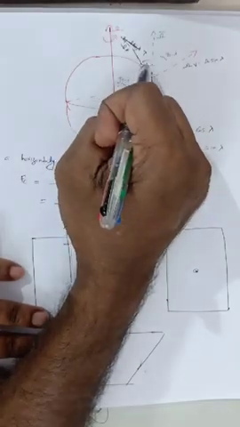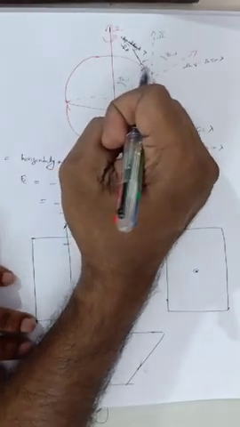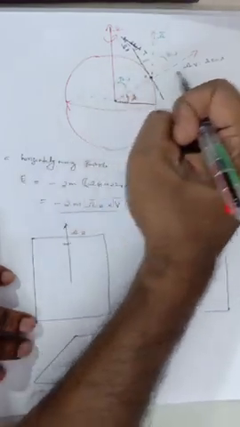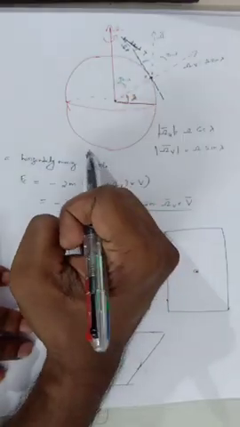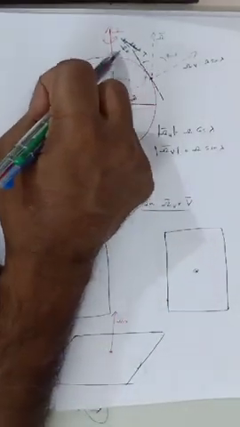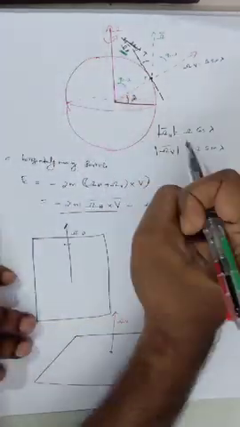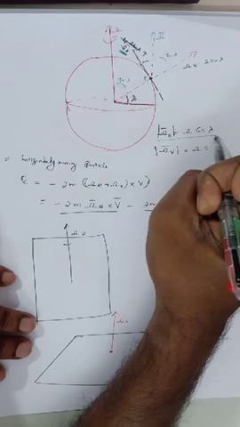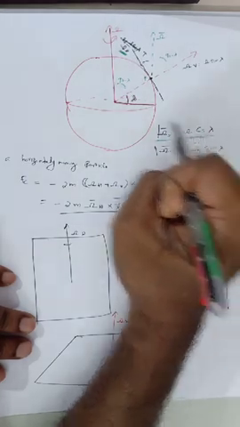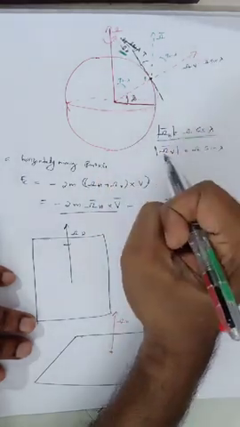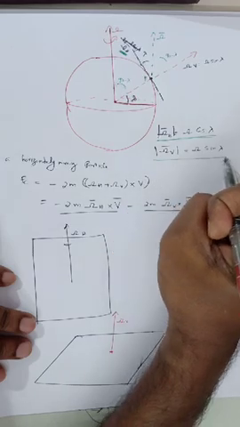So we can split omega into two components, one parallel to the surface and one perpendicular to the surface. If this angle is lambda, the horizontal component of angular velocity is omega h equal to omega cos lambda, and the vertical component of omega is omega sin lambda.